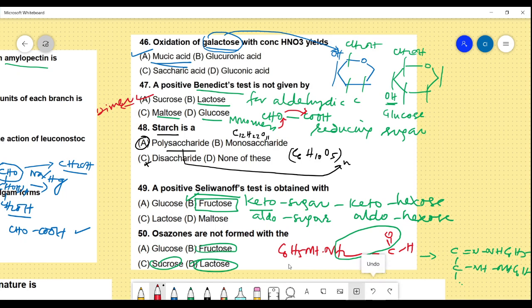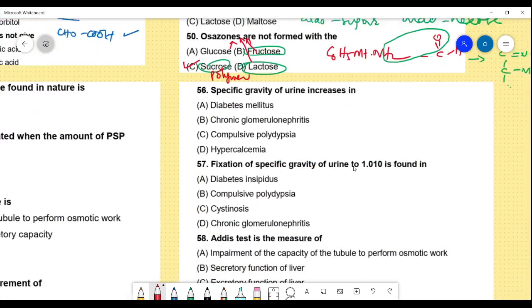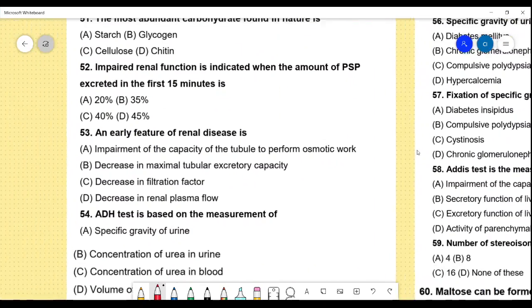The right answer is C, because sucrose is not a reducing sugar. All the others will give osazone because of the reducing property of the sugar, and all the reducing sugars will give the osazone. Okay, so the next question is 51.